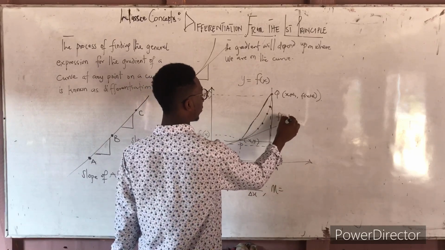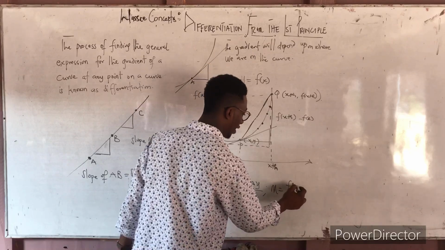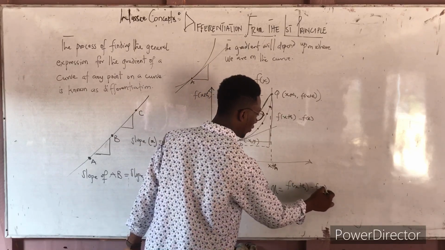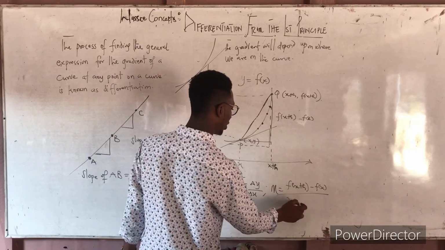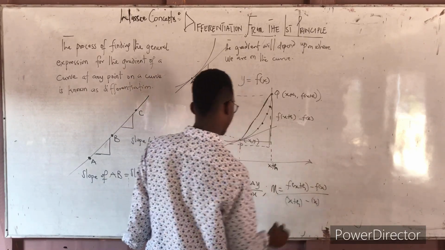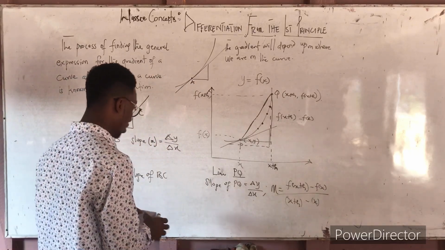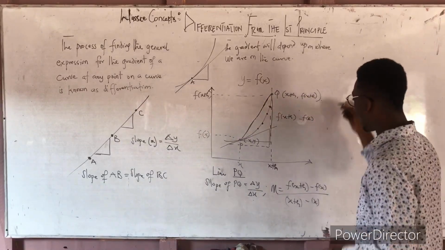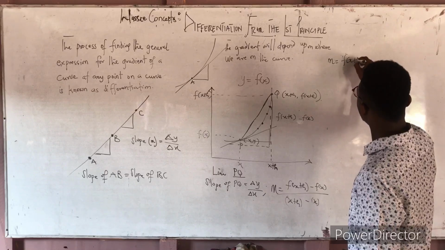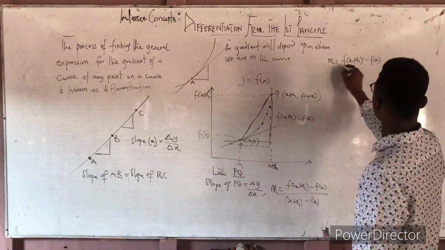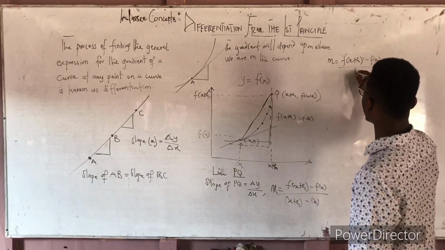The f of x plus h minus what? Our f of x. So which is f of x plus h minus our f of x, all divided by our change in x, which is our x plus h minus x. Now, when you do this, what happens is that we will get m equal to our f of x plus h minus our f of x divided by x plus h minus x. So the x plus h minus x will give us what? Will give us h.